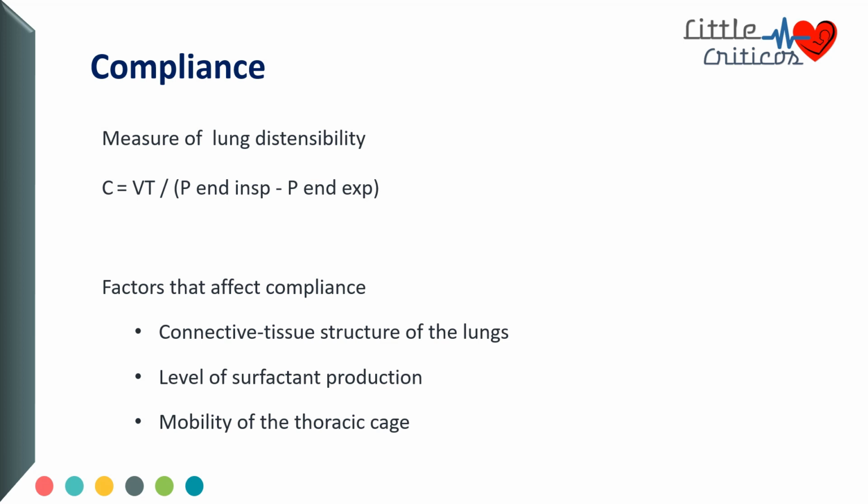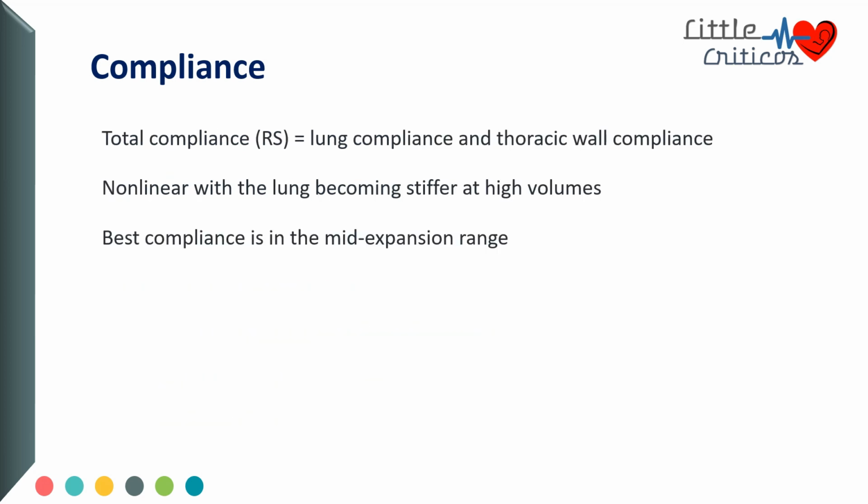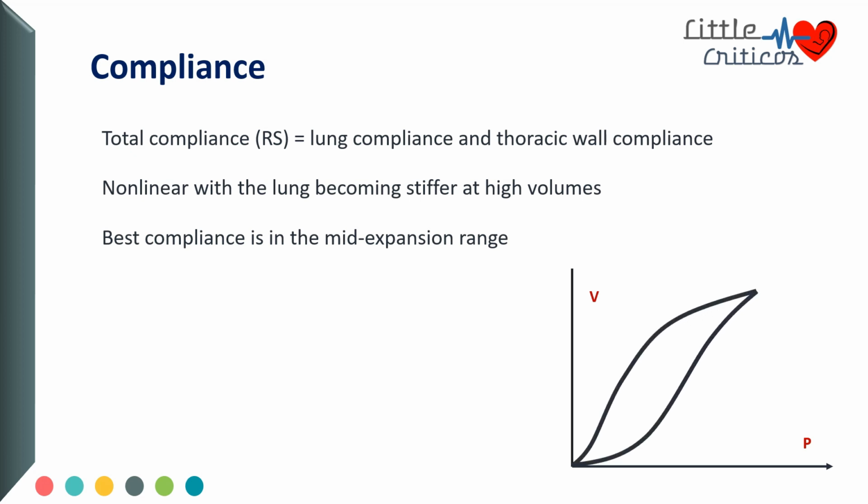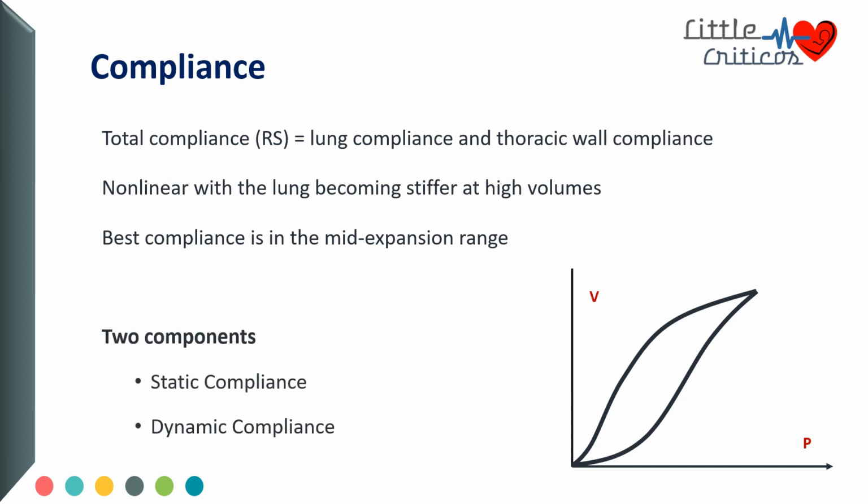The factors that affect compliance include connective tissue structure of the lung, level of surfactant produced, and mobility of thoracic cage. The total compliance of the respiratory system is equal to lung compliance and thoracic wall compliance. If we see the pressure volume loop, we see that during the phase of inspiration and expiration, there is a non-linear relation with the lungs becoming stiffer at higher volumes. The best compliance is achieved at the mid-expansion range. There are two types of compliance, the static compliance and the dynamic compliance.